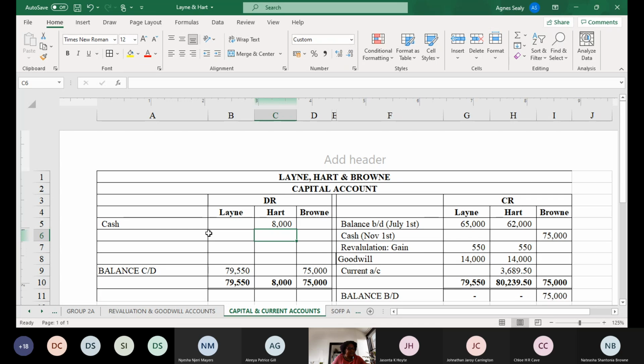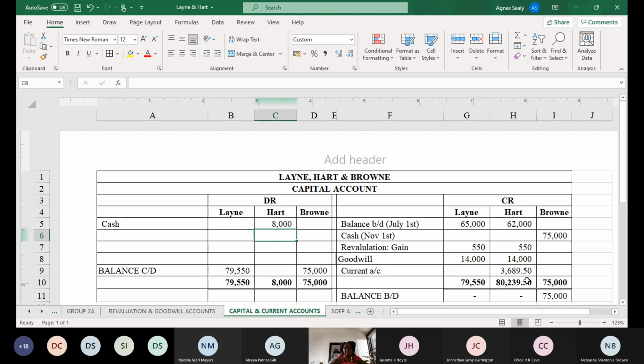However, it went on and states that she has indicated to the new partners that any remaining balance owed to her should be treated as an interest-free loan, right? So what was due to Layne, after everything was said and done, and everything that she had put into the partnership, she put in $62,000. She was going to get $80,239.50 back from the partnership.